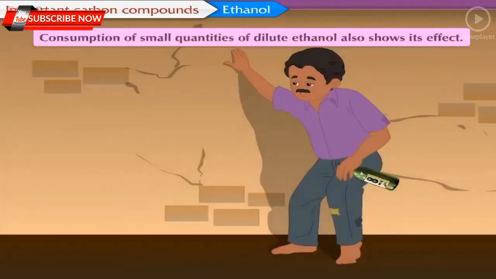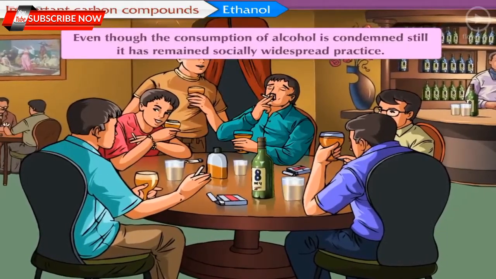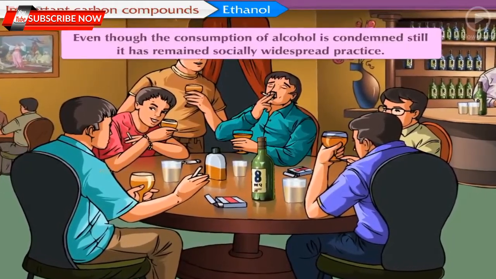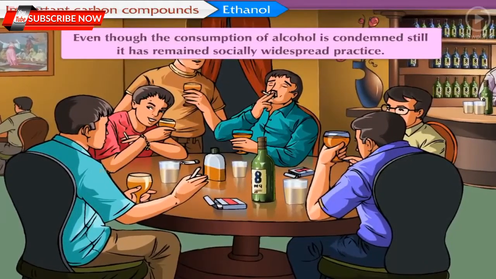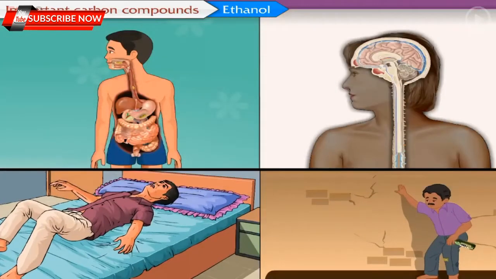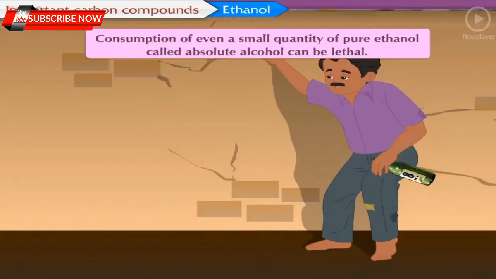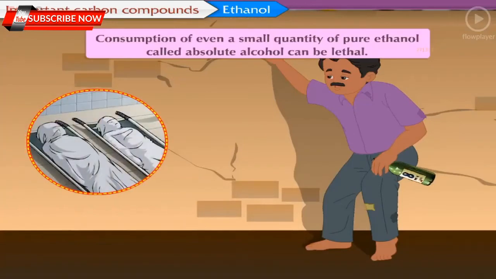Consumption of small quantities of dilute ethanol also shows its effects. Even though the consumption of alcohol is condemned, still it has remained a socially widespread practice. Consumption of alcohol harms health in a number of ways. It adversely affects the physiological processes and the central nervous system. Consumption of even a small quantity of pure ethanol, called absolute alcohol, can be lethal.